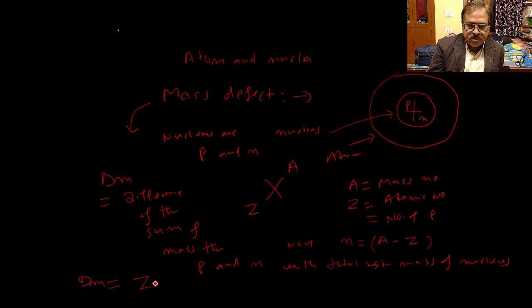And we write delta M as the total number of protons present, Z, multiplied by the rest mass of the proton, plus the number of neutrons, A minus Z, multiplied with the rest mass of the neutron. When we take the sum of these two nucleons inside the nucleus of an atom and take the difference with the mass of the nucleus, we call this total term the mass defect.